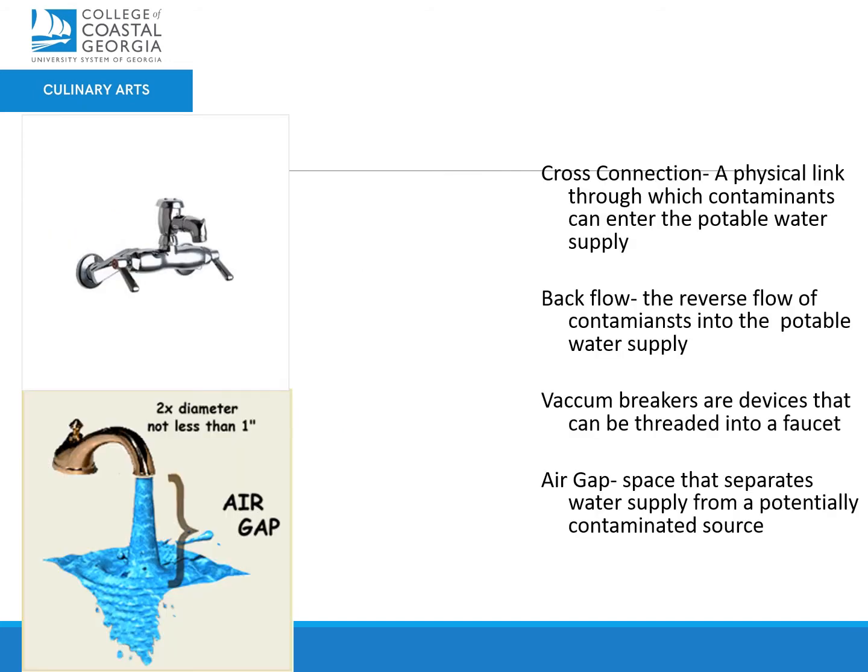So some things to worry about, or the things you need to know. First thing is a cross connection. A cross connection is a physical link through which contaminants can enter the potable water supply.